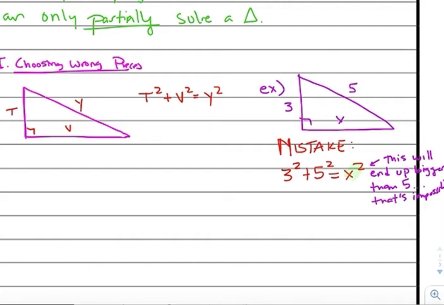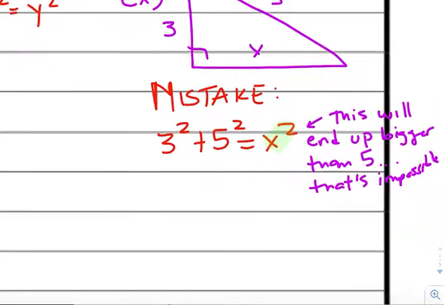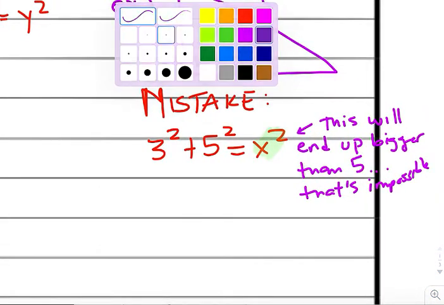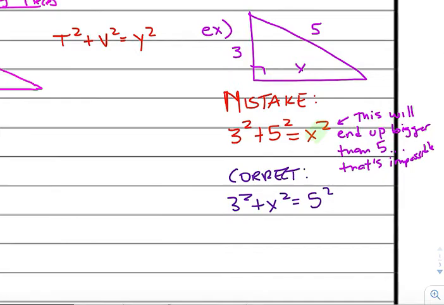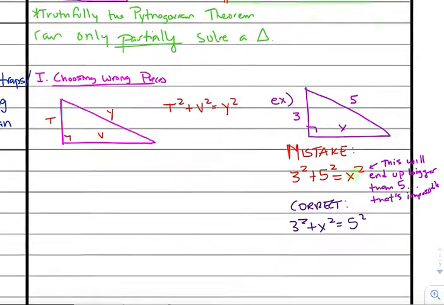The correct answer would be 3 squared plus x squared equals 5 squared. And so the correct version should be 3 squared plus x squared equals 5 squared, which means you're going to have to do a little algebra on the back end to solve it, but that's totally something you can do. So just be aware this is one big mistake.